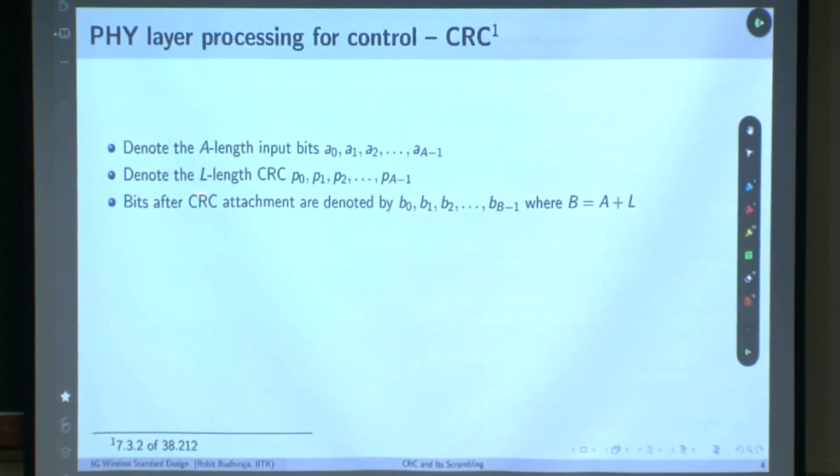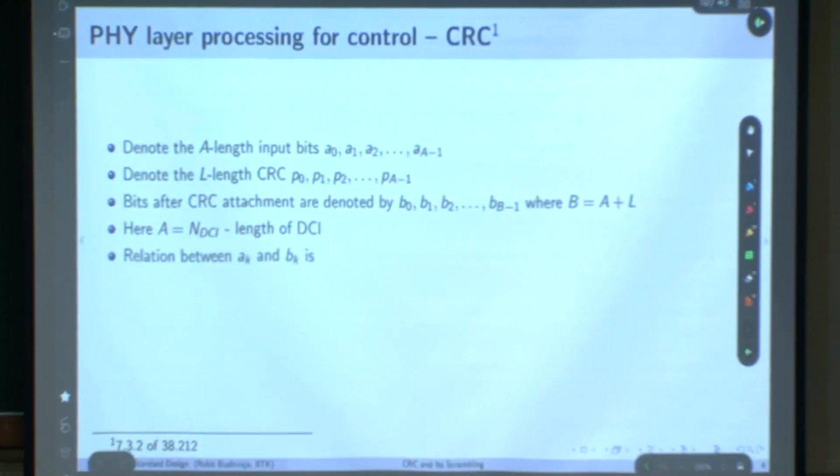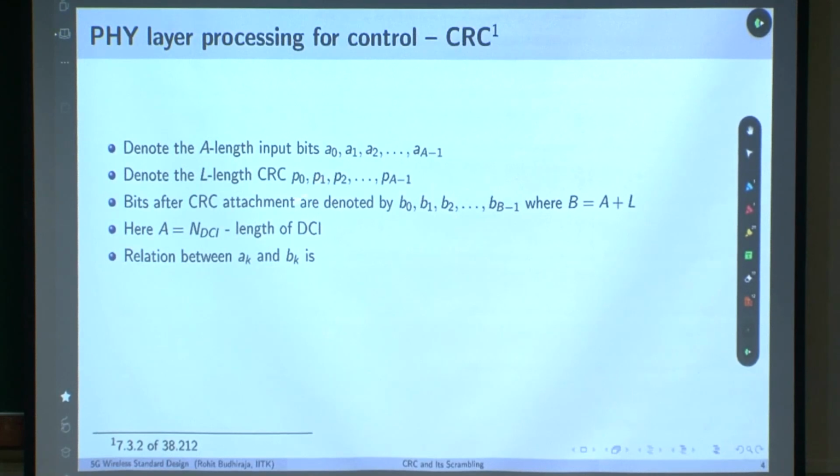Now the bits after CRC attachment are denoted as B0 to B capital P minus 1, and what is B? B is A plus L. A is the length of DCI and L is the CRC length. And now what is the relationship between AK and BK? So this is the input DCI and this is the data after attaching the CRC. I'm just going through how the standard denotes it.